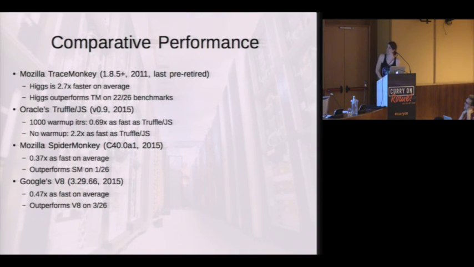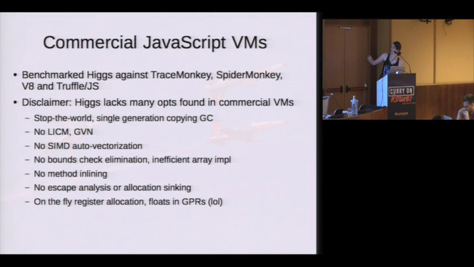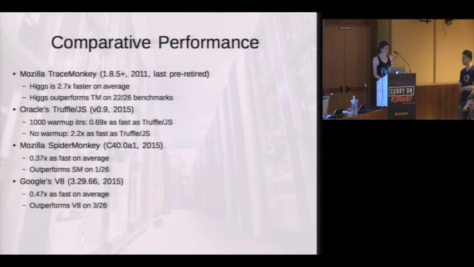We've also compared our implementation against commercial JavaScript virtual machines. Obviously, Higgs does not perform as well as V8 and SpiderMonkey because we're missing a number of optimizations that they have. We have a really simple garbage collector. We have no loop invariant code motion or global value numbering. We do not have auto vectorization, bounds check elimination, method inlining, escape analysis, allocation sinking, etc. And we put floating point values in general purpose registers. We do not have floating point number register allocation. But despite this, we managed to outperform V8 on 3 out of 26 benchmarks and do 47% as fast.